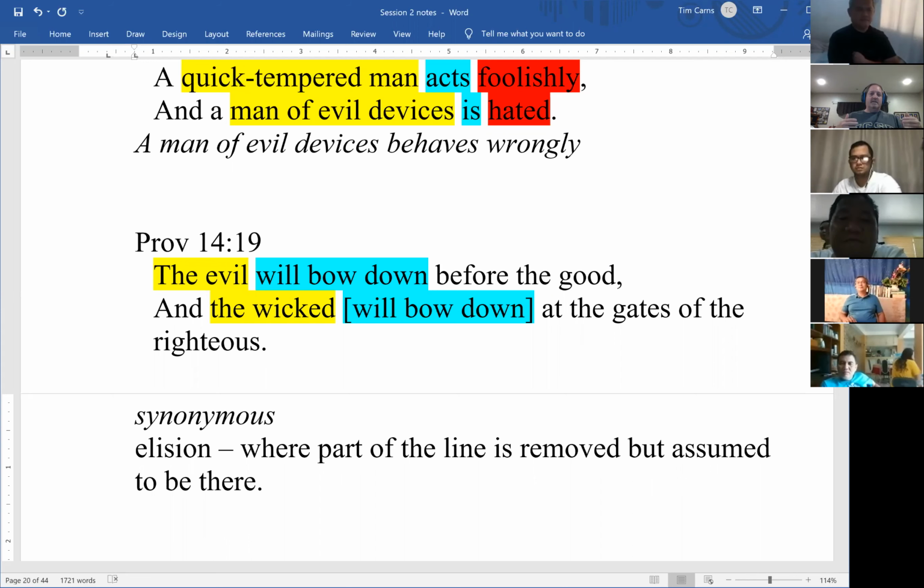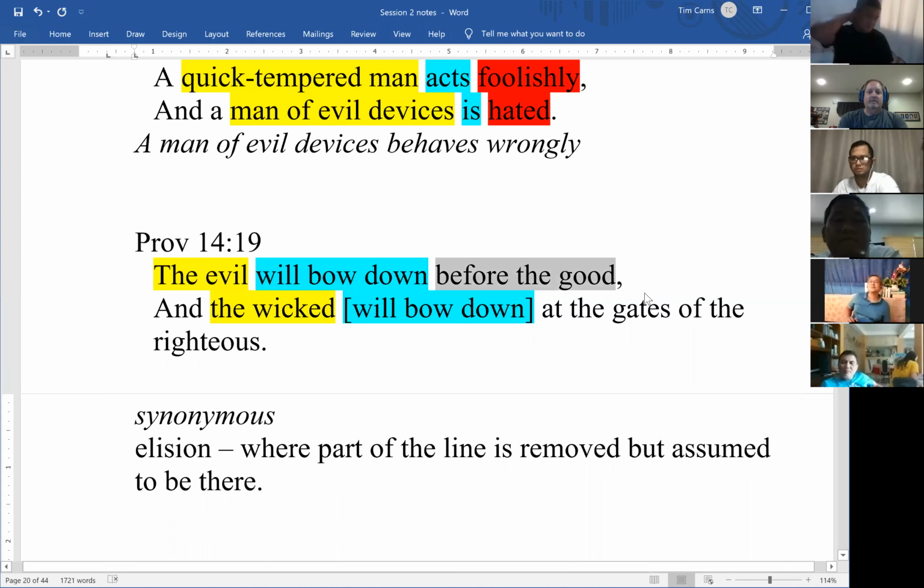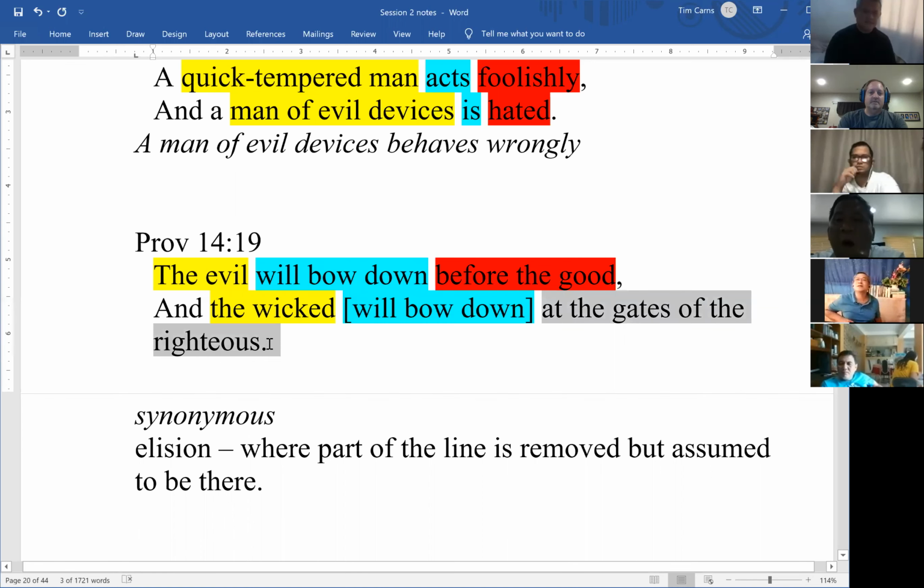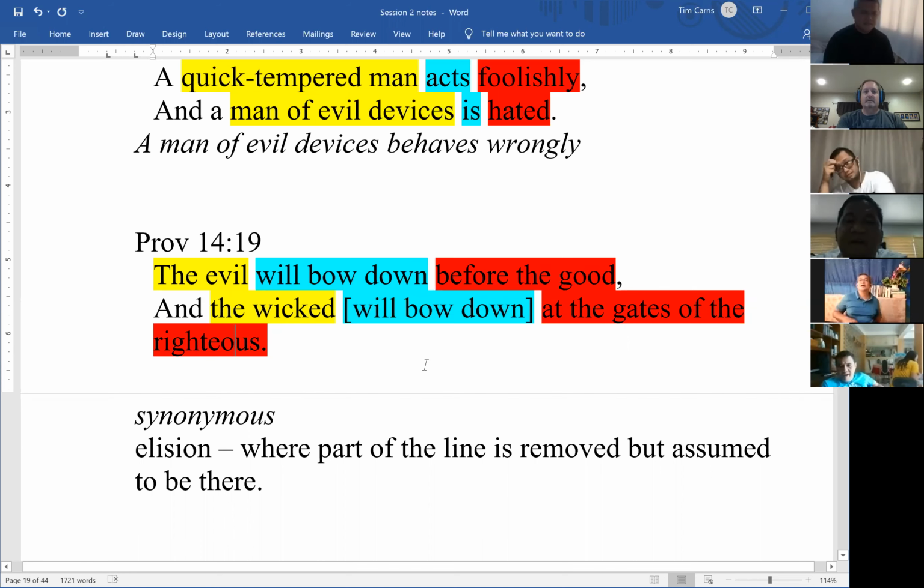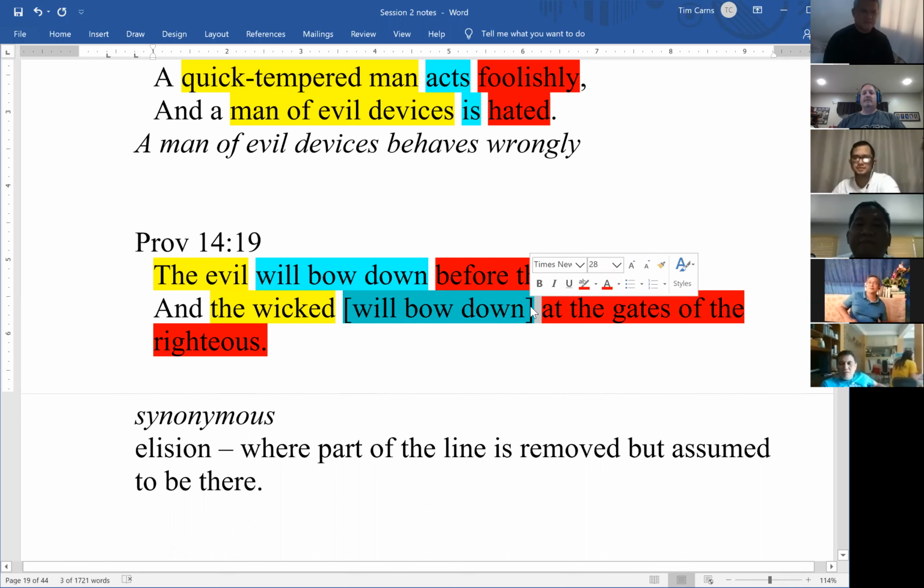If he had said the evil will bow down and the wicked will bow down, that's kind of repetitive or redundant. It doesn't flow well. So sometimes the poet will take it out. So if we notice that here, then we have before the good and at the gates of the righteous. Notice good and righteous, those are parallel ideas, correct? So this is synonymous. But the tricky part here was that "will bow down" was left out of the second line. So that made it a little bit tougher to figure out. Okay, very good.